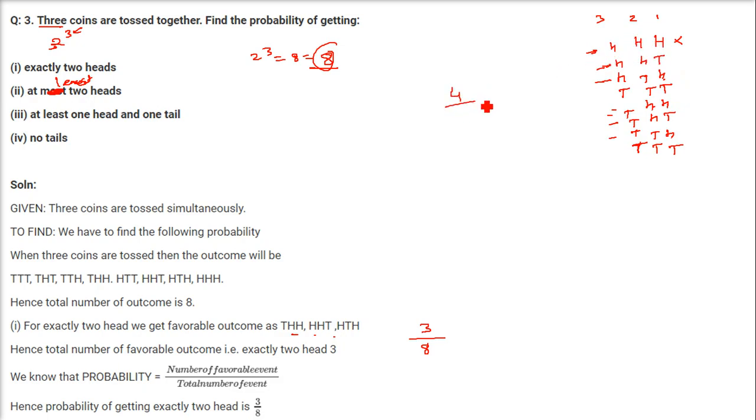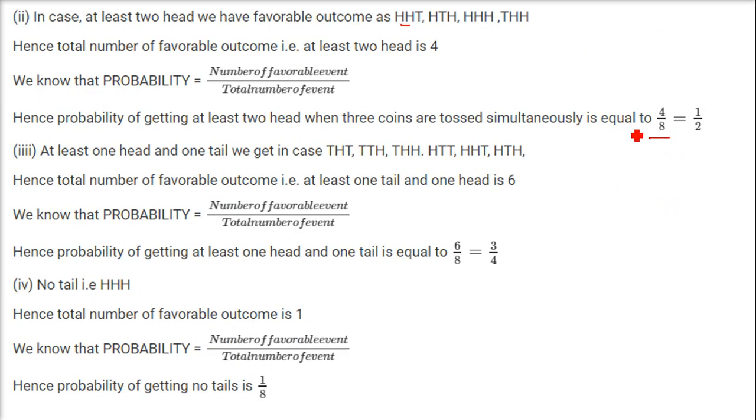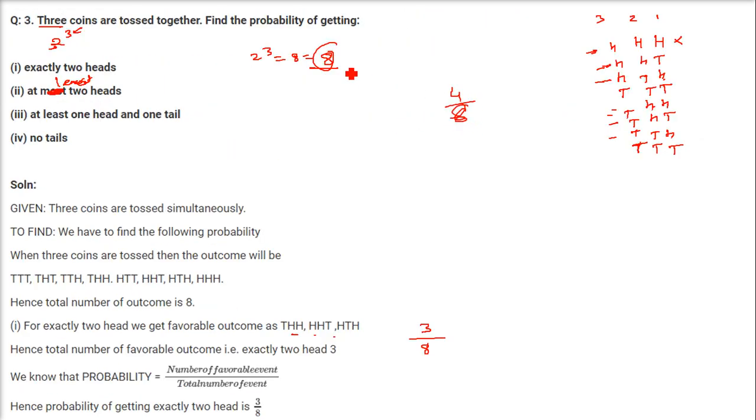So 4 are the possibilities favorable and 8 are the total cases. So you get 4 by 8 here. I'm so sorry, this 8 comes here. 4 by 8, that is 1 by 2.